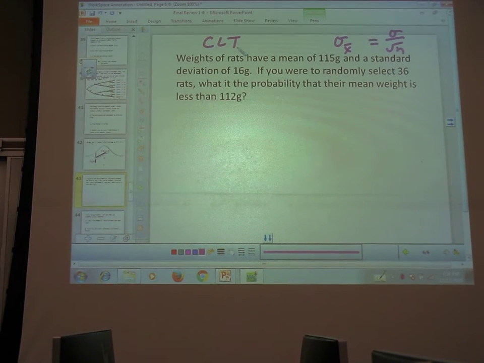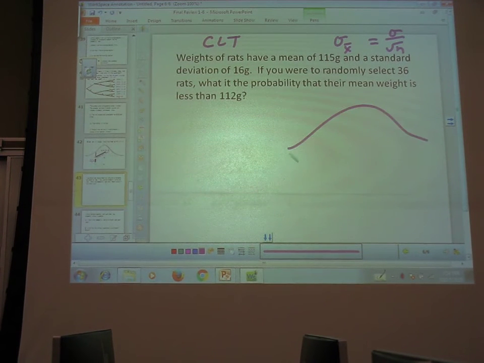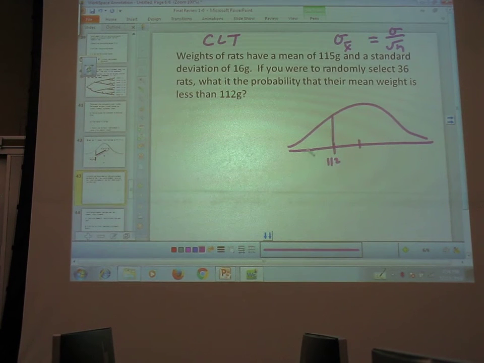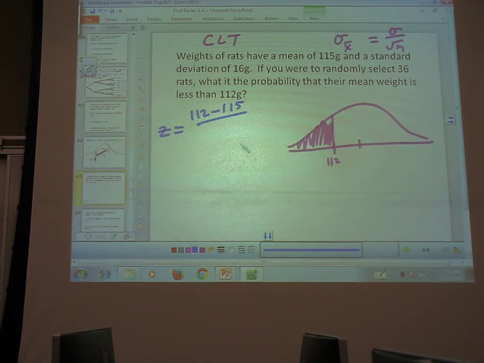All right, so let's take a look at this one. It's going to be exactly the same. We still have our little picture. Here's our middle, here's 112, or less than 112. So again, we still have to find the z-score. How do we find the z-score? We do 112 minus our mean, 115, only we're going to divide by the new standard deviation, which is going to be 16 over square root of 36, which is 2.67, I think.